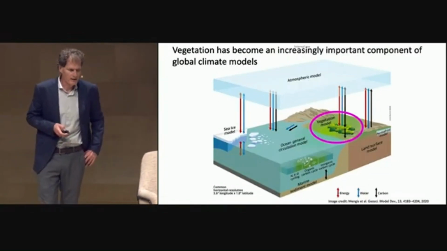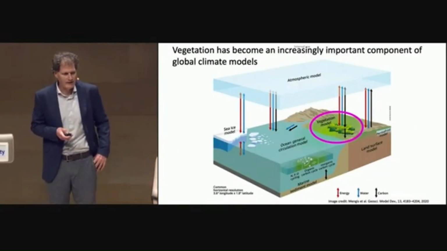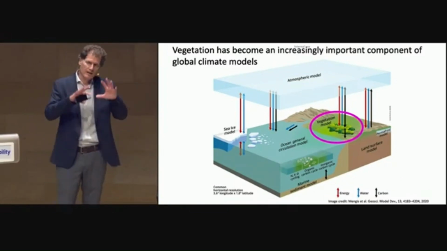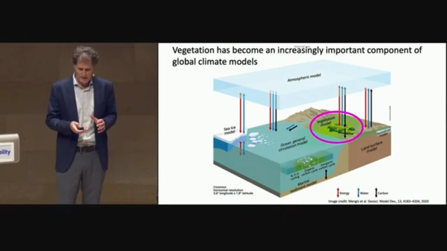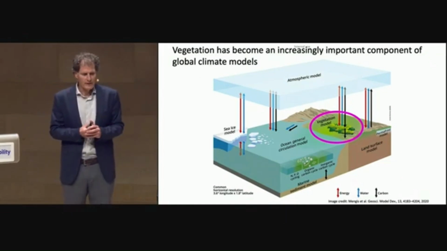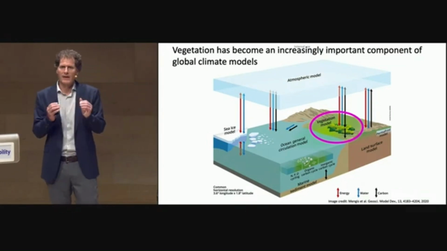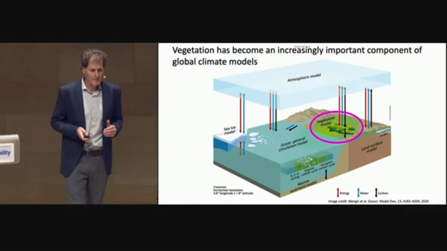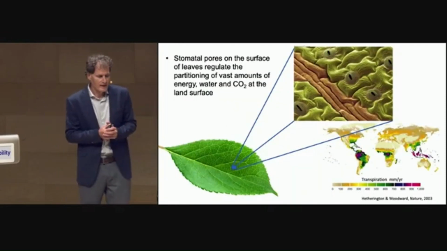As has been mentioned previously, one of the advances that has been made in understanding the Earth system as a whole is including, as part of that system, a better understanding of the way the vegetated landscape interacts with climate. And that's basically what I'm going to be focusing on today.